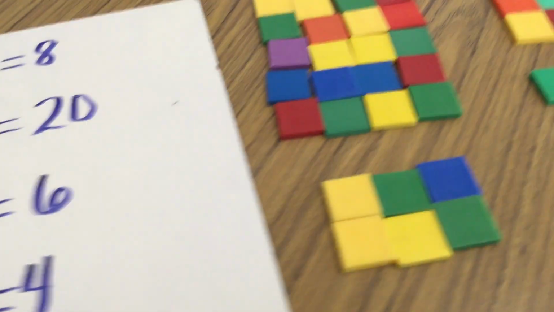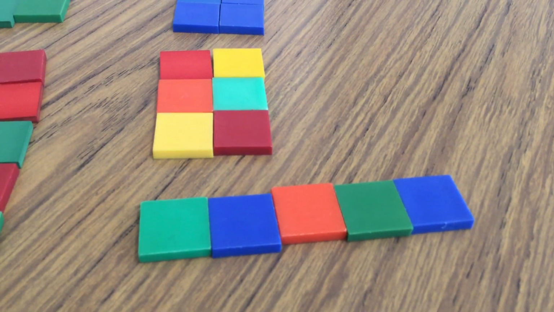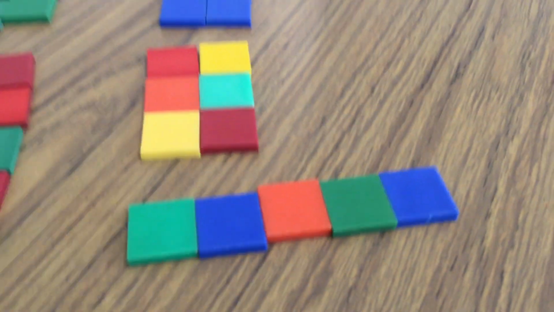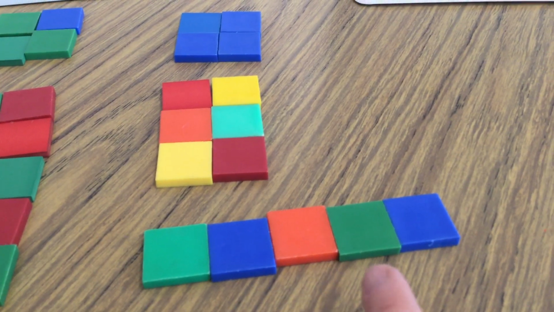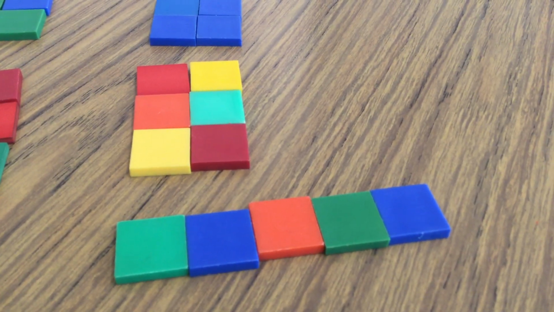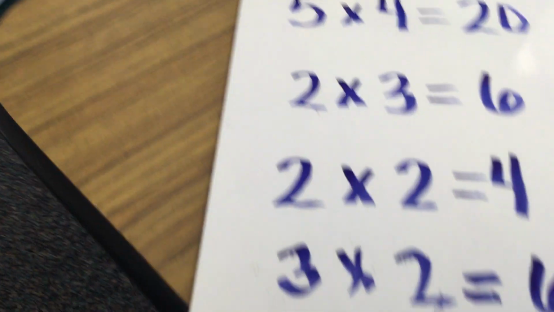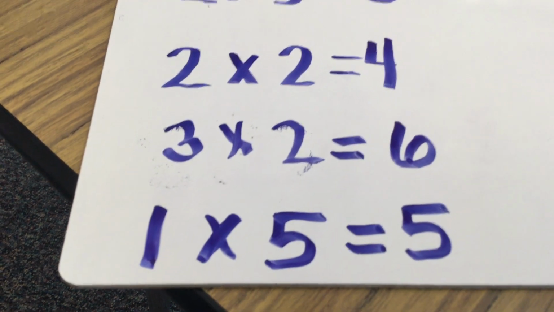Now I've got one more. This one right here, this one's tricky. 1 row and 5 columns. That's a 1 by 5 array. And if we want to find out how many tiles there are, we would say 1 times 5 equals 5.